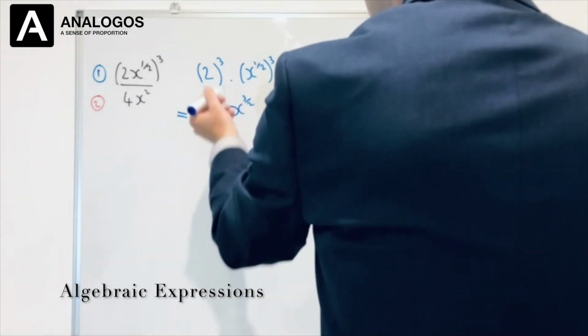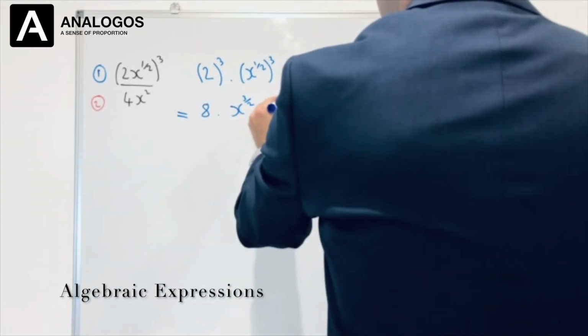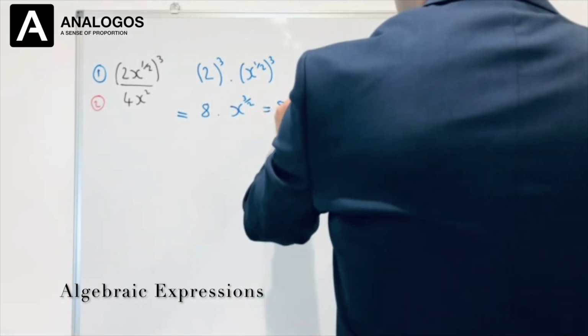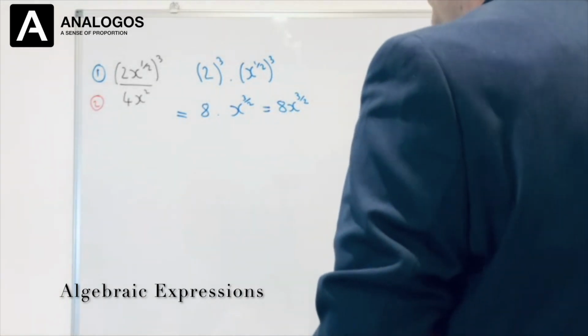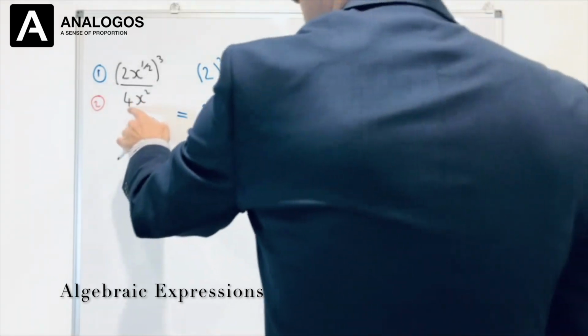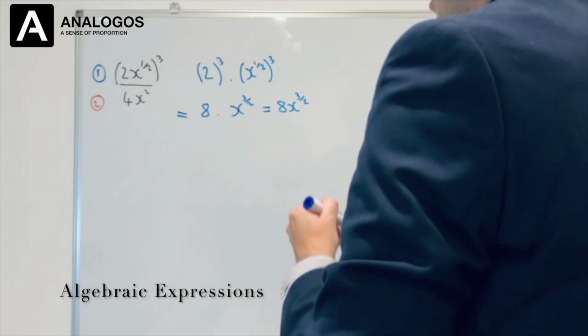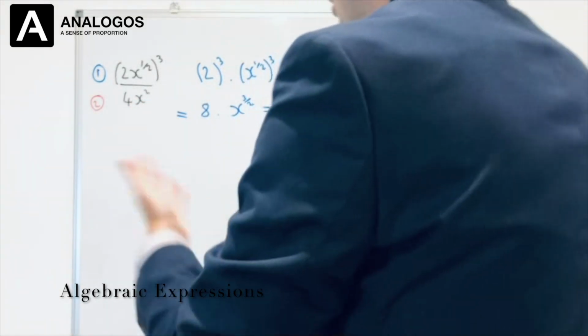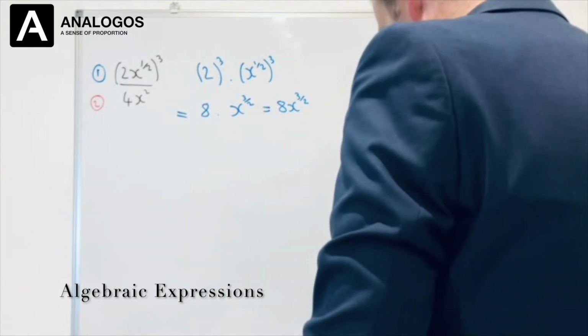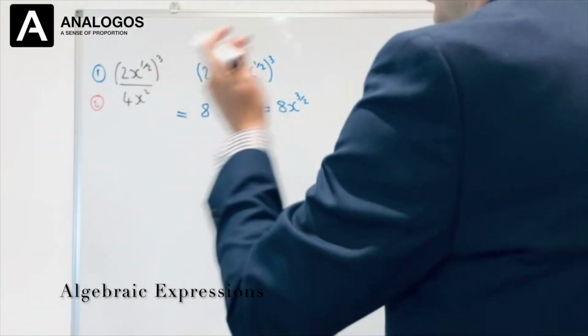So 8 times x to the power of 3 over 2 is just 8x to 3 over 2. Okay, so that's the numerator. Like I said, the denominator is 4x squared, and there's not much else we can do with that. So we can just go straight into answering the final question.